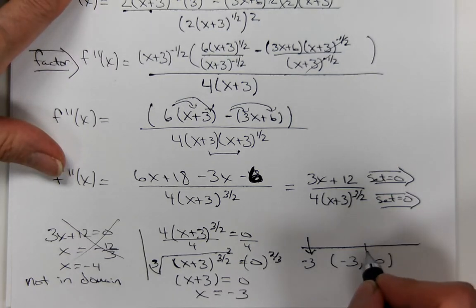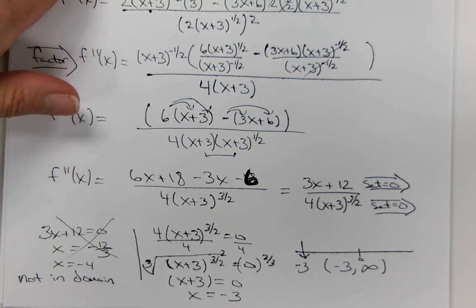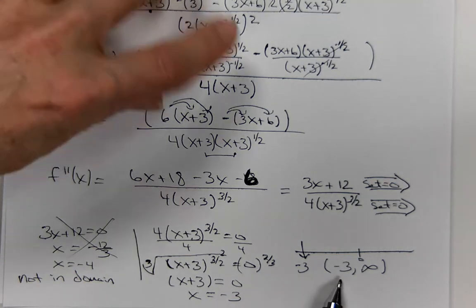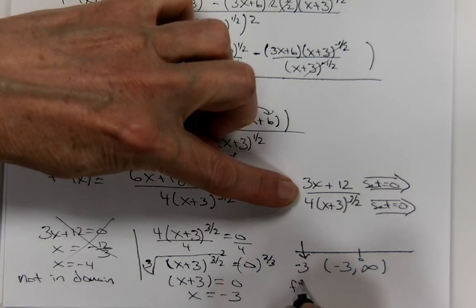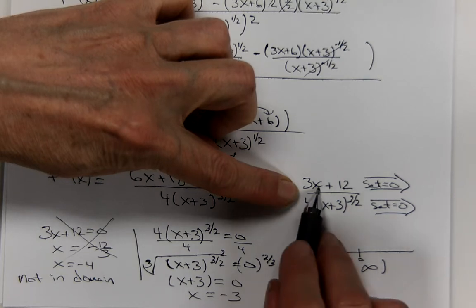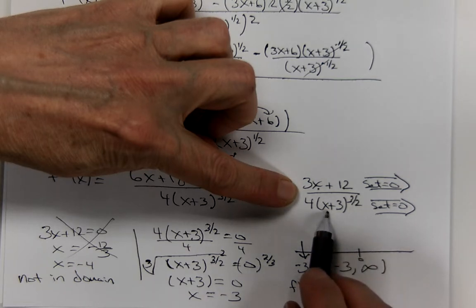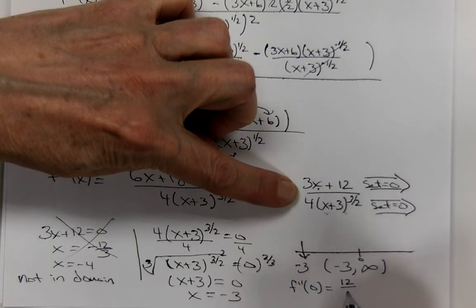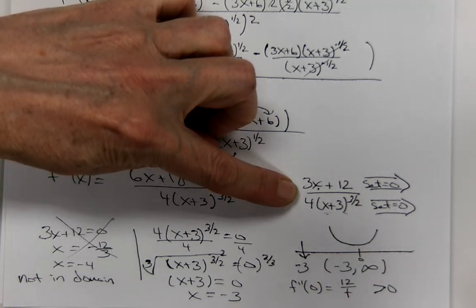And you can use 0 there, and you can test that, and I'll leave that for you to do, but well, it's really not that hard because we've got the second derivative here, so I guess we can do it together. The second derivative evaluated at 0: if I plug 0 in the numerator, I'm going to get 12. If I plug 0 in the denominator, I'm going to have some number that's irrational, but it's positive. So I know that my second derivative is positive, and that means concave up from negative 3 to infinity.